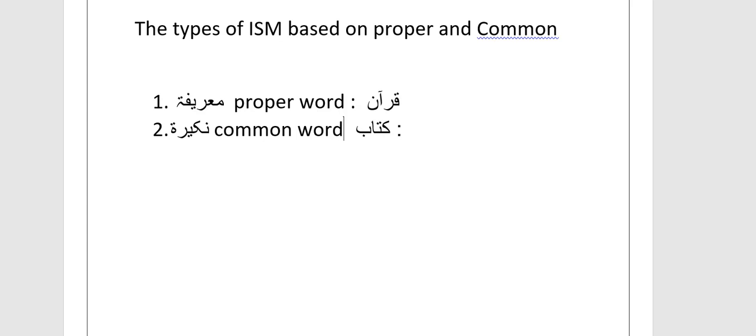But this is not similar with the Quran. When you are saying Quran, you cannot add any other book as a Quran. Another example, when I am saying rajulun, rajulun means man. It means any man. It can be Zaid, Umar, Bakar, any man. But when I am saying Zaid, it means I am talking about Zaid, not Umar, not Bakar, not any other name. So that's the difference of proper and common.